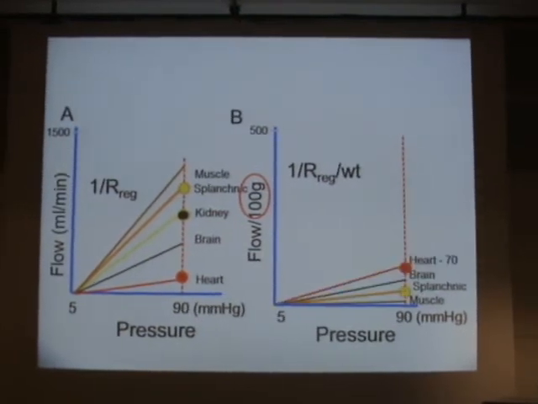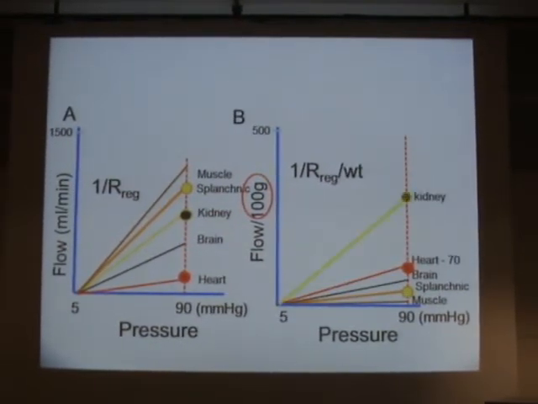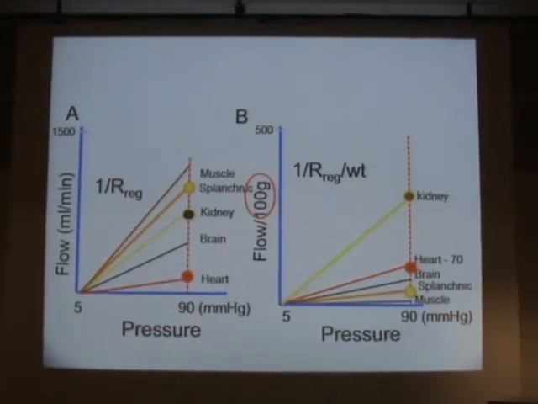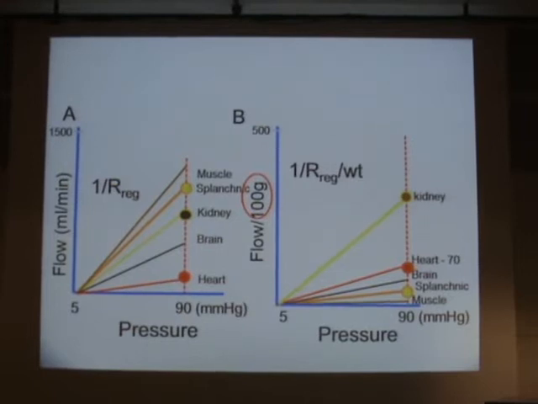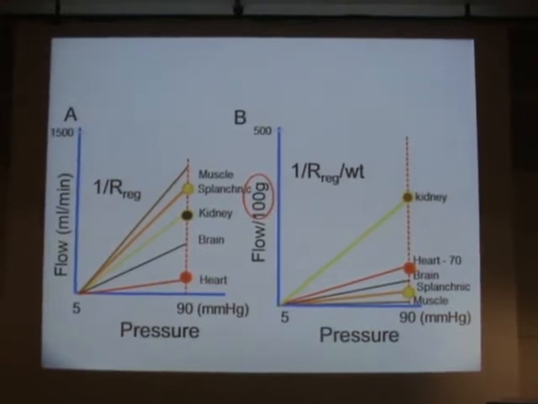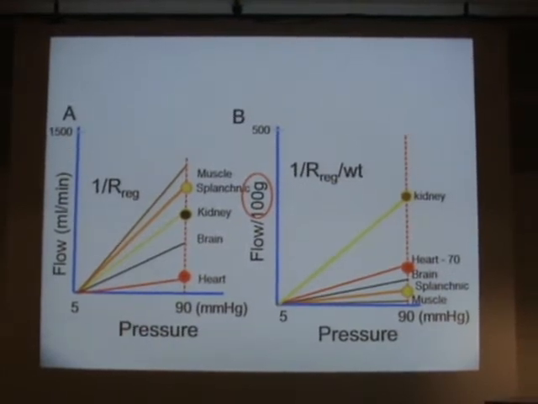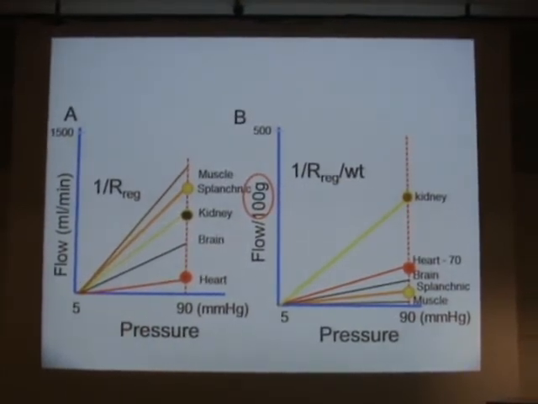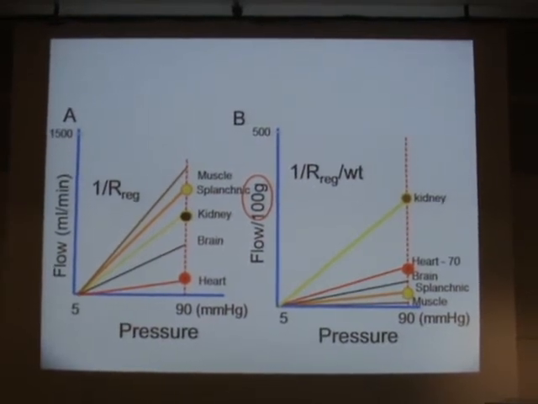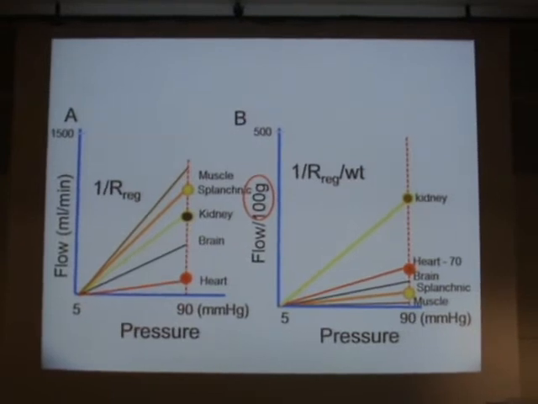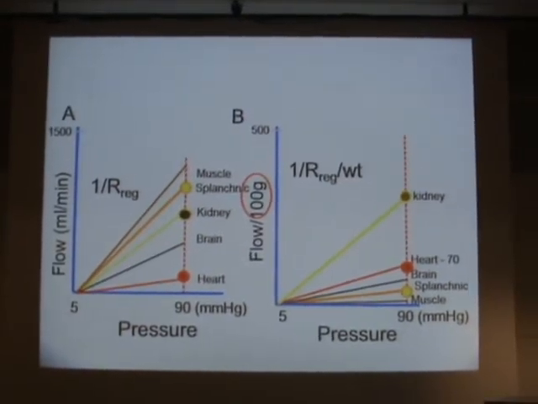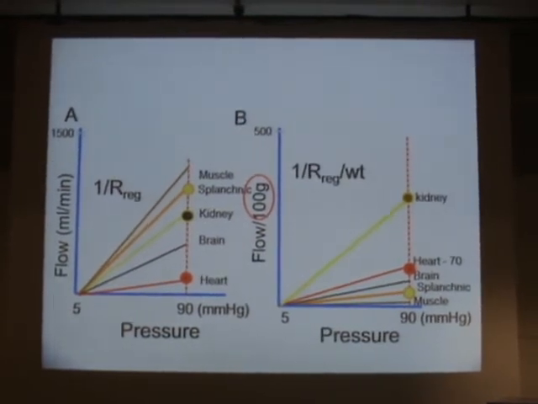So now as I redraw these, here is the kidney now showing up really high. So if you look here, the kidney was down here, but now it's dominating. And look, the splanchnic is now much lower because it's a big bed. So per 100 grams, it's not getting as much, but it's getting a lot because there's a lot of it. The muscle is now right down at the bottom, even though it's more generous overall, because it's a big chunk of your body. So this distribution per gram of tissue is very different.